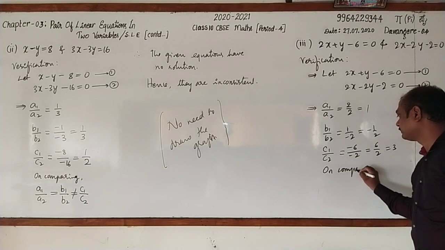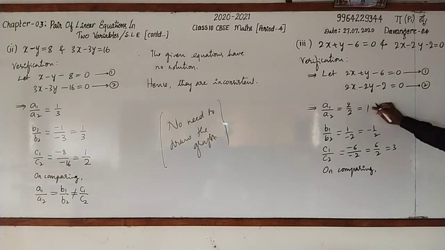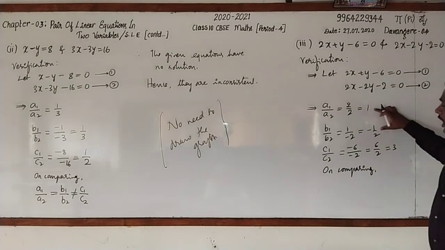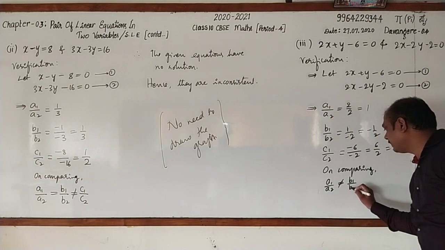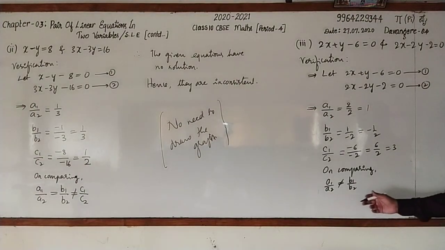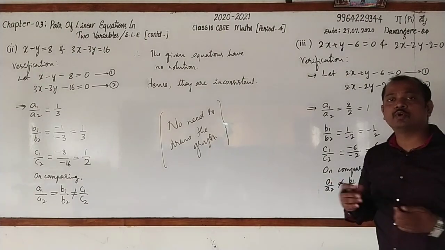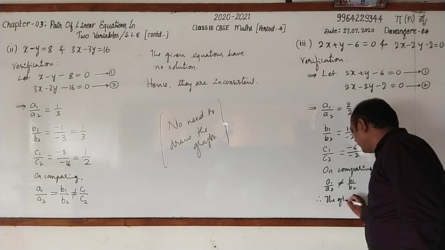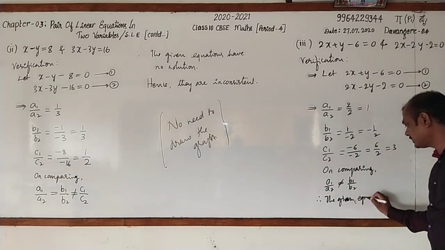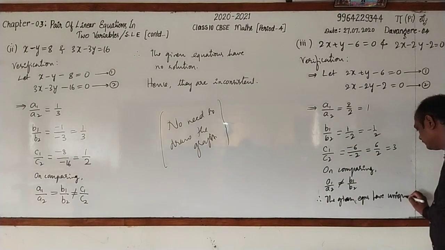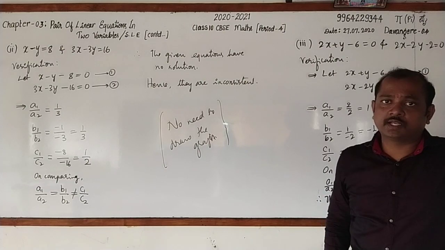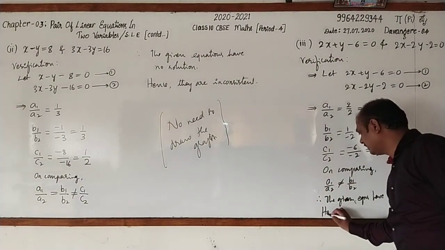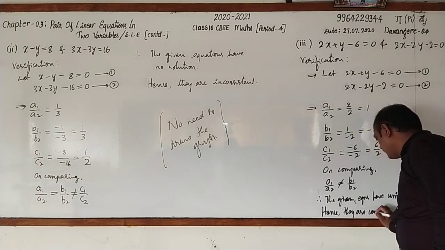Now, on comparing, what can you write? Observe, a1 by a2 is 1, b1 by b2 is minus 1 by 2. Are these two equal? No. If they are not equal, we can write a1 by a2 is not equal to b1 by b2. If these two ratios are not equal, then what do you say about the solution? Whether unique solution, infinitely many solutions, or no solution? We can say that the given equations have a unique solution. If they have a unique solution, then what do you say about their consistency? Yes, we can say that they are consistent. Hence, they are consistent.